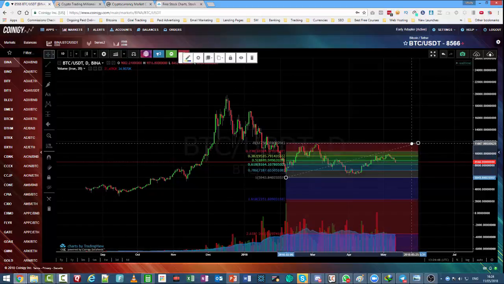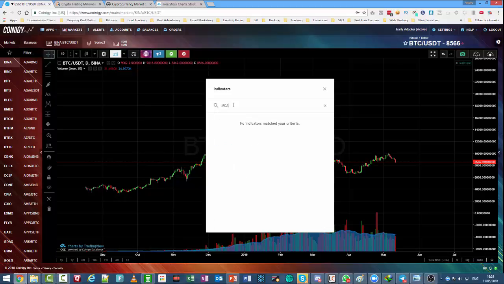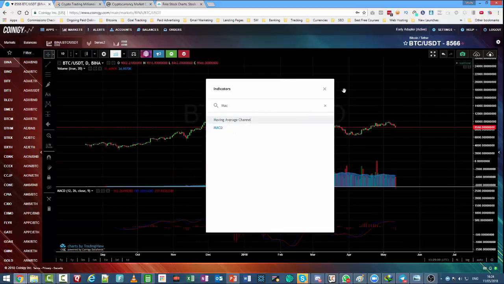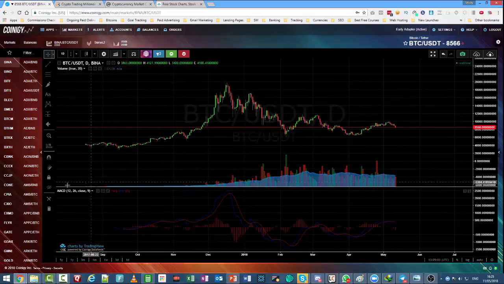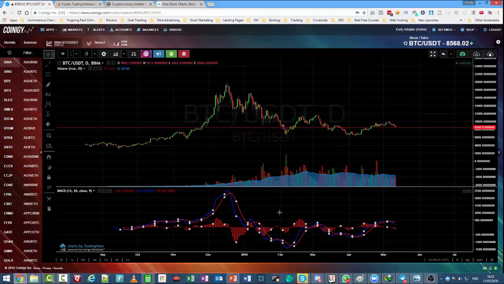The next indicator I wanted to show you is what is called MACD. I'll just draw it a little bit for you, so it's more clear. In this indicator you have the blue line and the red line. Whenever the blue line is above the red line, it means we are in a bull market, we are moving up. When the red is above the blue line, we are in the bear market, so we are moving down.